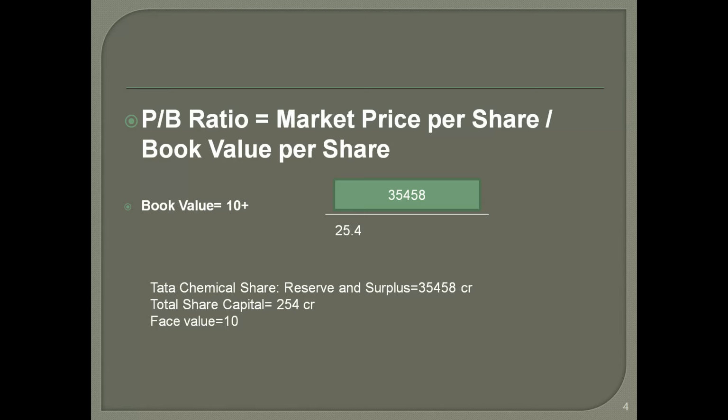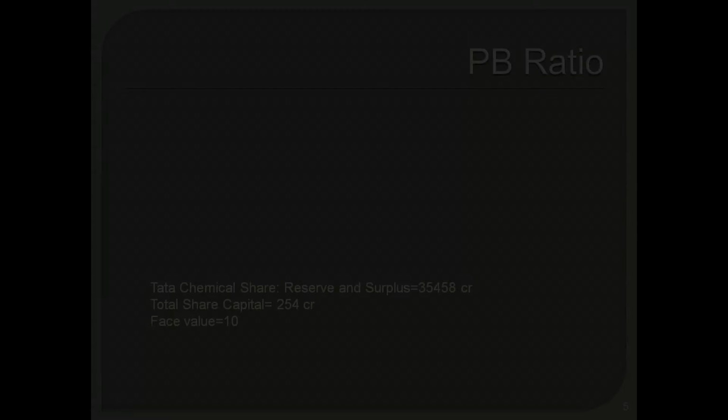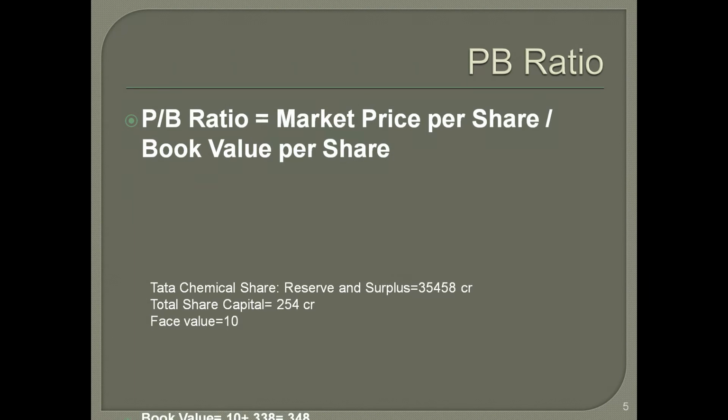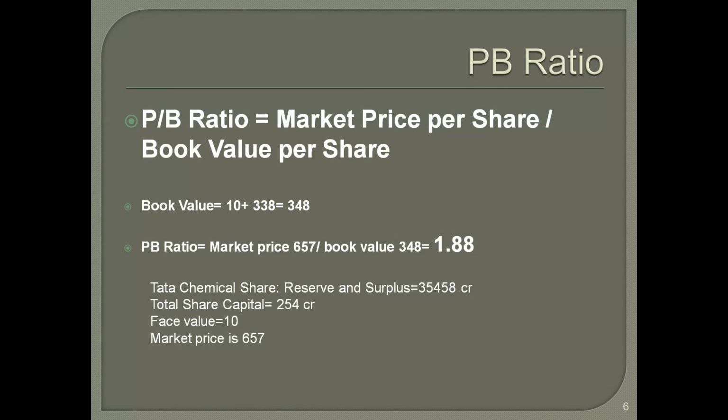Then you need to divide the reserve and surplus by 25.4. The value is 333, and then face value as it is, face value plus what we have calculated now, which is 333. So book value is 348, and the market price is 657. So the PB ratio becomes 1.88.